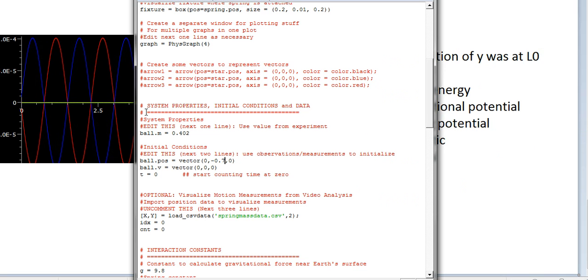Then I was posed with the question of how it would affect all the energies and everything if the initial position was set to the origin, which was at negative 0.7. So I ran it.